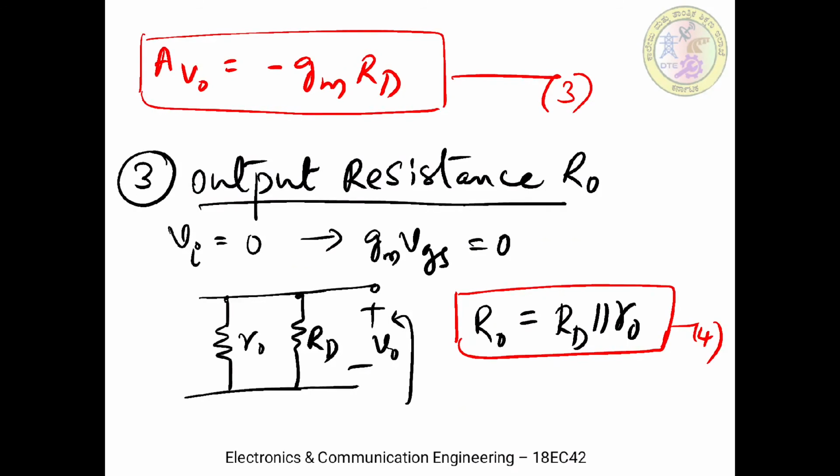But this R0 value is very much greater than RD. The reason I have already explained in the previous slide. So this makes Ro approximately equal to RD only. Therefore, the output resistance Ro is approximately equal to RD. This is one of the important results for the common source amplifier.